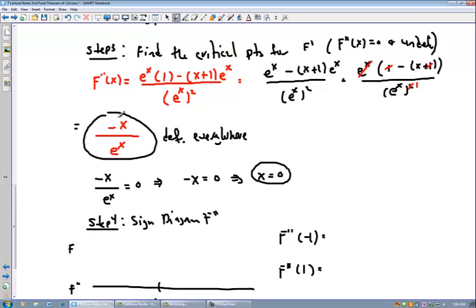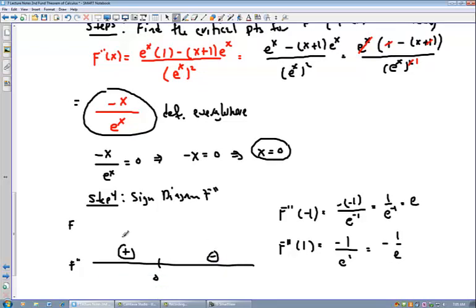So plug into here. And we have negative a negative 1, divided by e to the negative 1. And so that's equal to a positive 1 over e to the negative 1, which is just equal to e, which is like 2.718. So it's positive here. And then when we plug in 1, we get negative 1 divided by e to the 1, which equals minus 1 over e, which is negative. And so we know, since the second derivative here is positive, f must be concave up. Here it must be concave down. And most likely we should have an inflection point right here because we have a change in concavity.